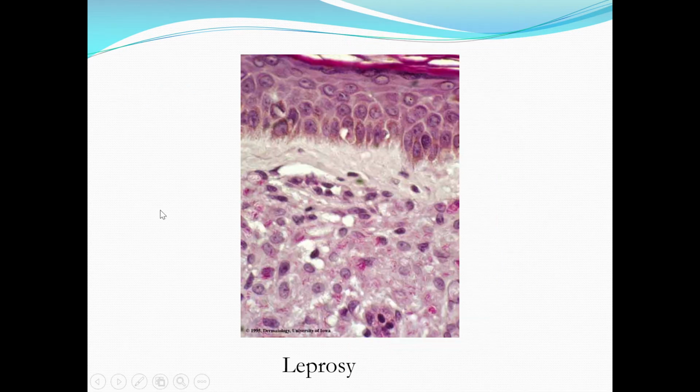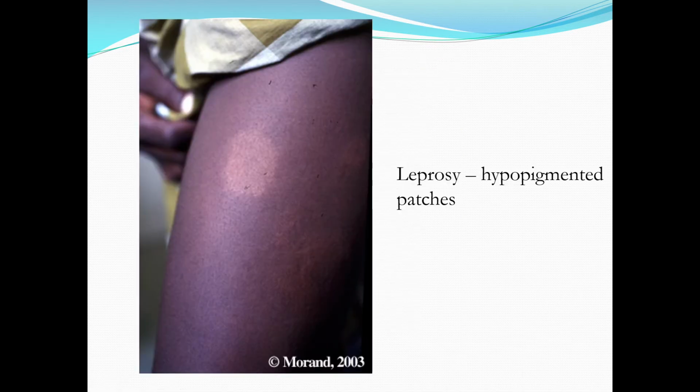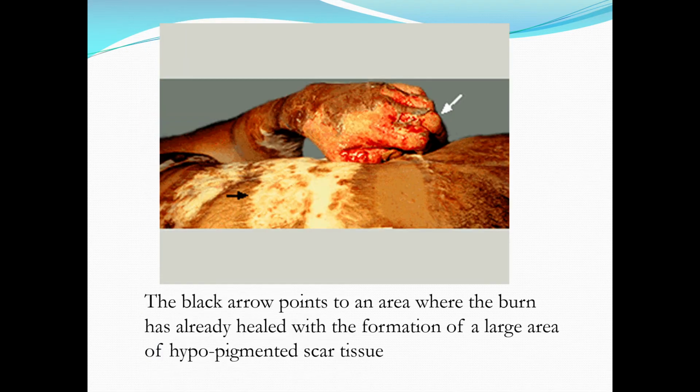You can see a complete lack of melanin pigment in this layer. Hypopigmented patches in case of leprosy. You can also see a burn scar, which shows hypopigmentation in a patient of burns.